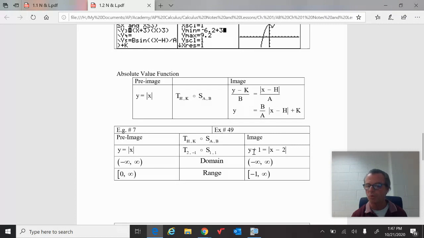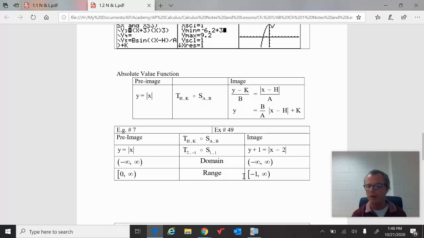So if this is the domain, all reals for the pre-image, and this is the range, greater than or equal to 0, then we just do that slide here. And what happens? The slide of 2 to the right does not affect the domain. But sliding the graph down 1 affects the range. So now the range of the image is y is greater than or equal to -1. And if you were to write that as an inequality, y is greater than or equal to -1, it's equally correct.